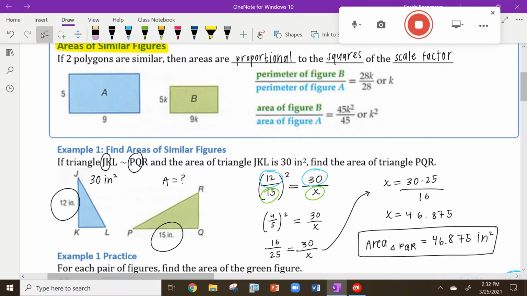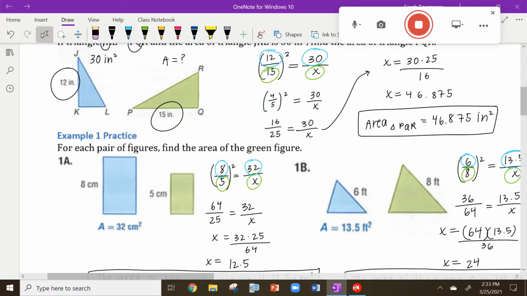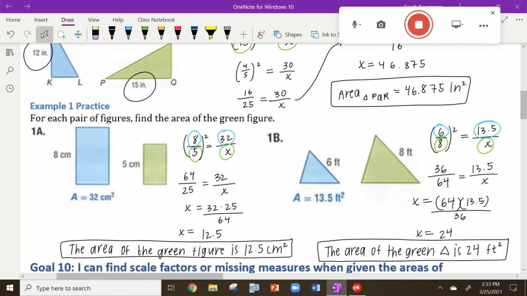Try the two practice problems below. Here are the correct answers.